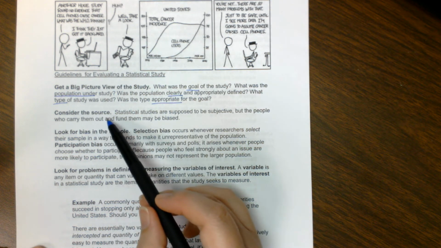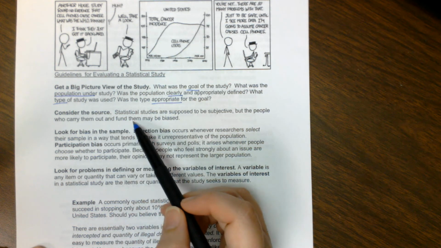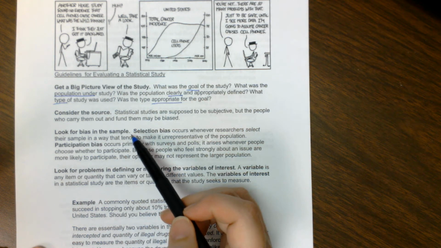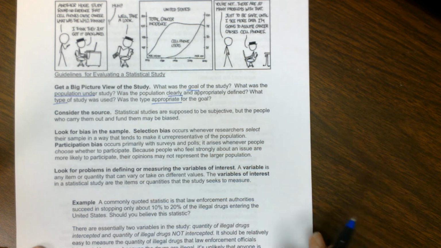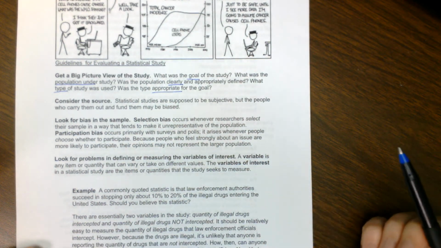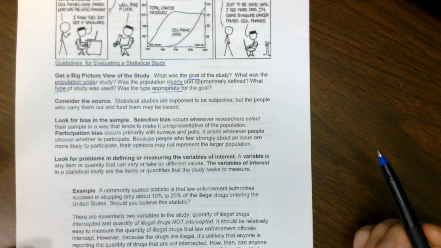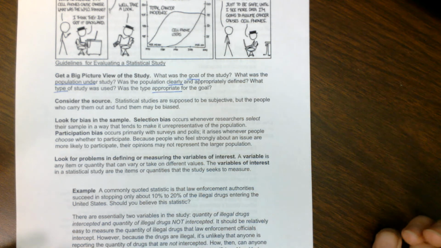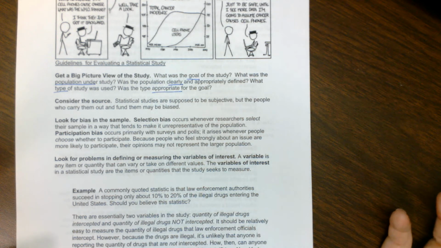Okay, you need to consider the source. Statistical studies are supposed to be objective, but people who carry them out and fund them may be biased. For example, if you have a study based on the benefits of chocolate and it was funded by a chocolate company, there might be some bias there. There might not, but there very well might be.